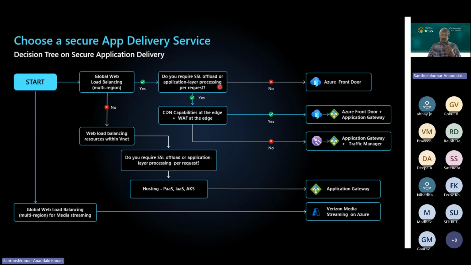Then if it is yes, you go for: do you want to have a CDN? You want to have content delivery for your application across the globe. If it's yes, then the option available for you is Azure Front Door plus Application Gateway for different regions. If you don't want to do global load balancing and you don't want to do SSL offloading, then the basic thing that works out is Application Gateway. And if you want to do SSL offloading without CDN, then it's Traffic Manager. So this provides you a decision tree to work with your requirement and pick your choice of services.